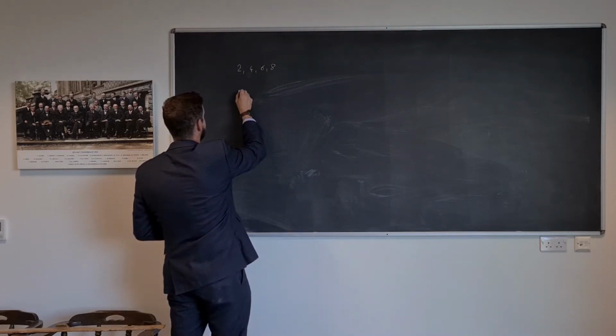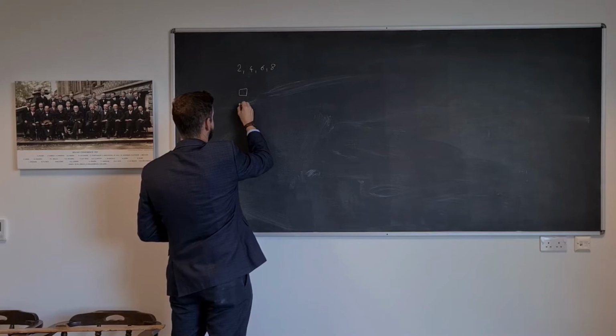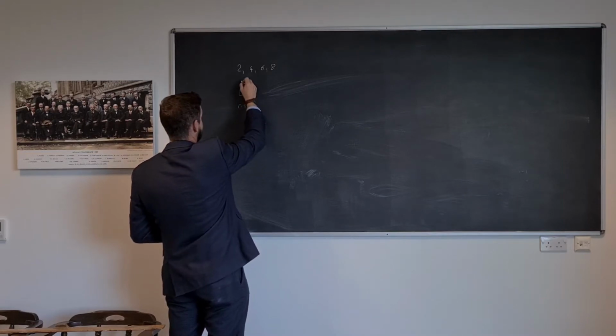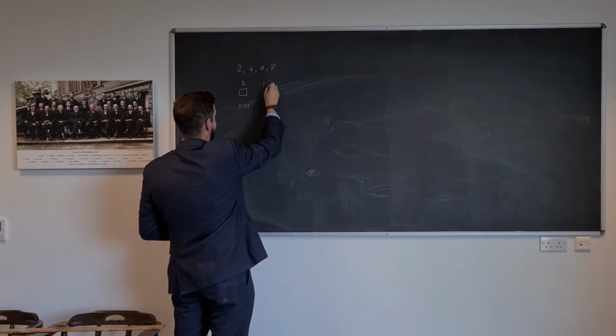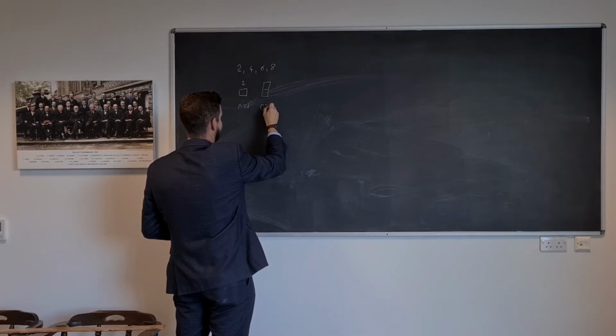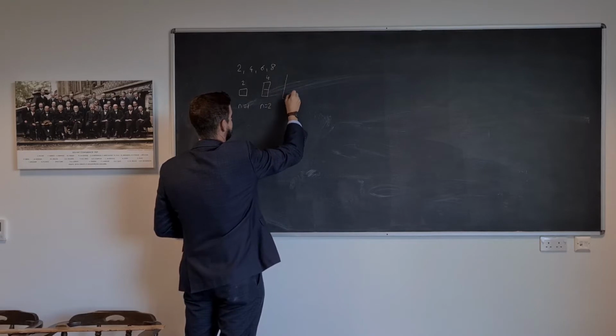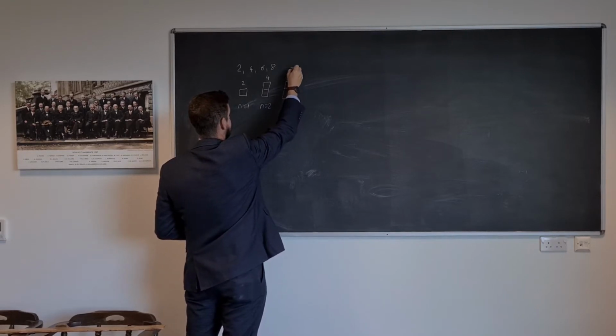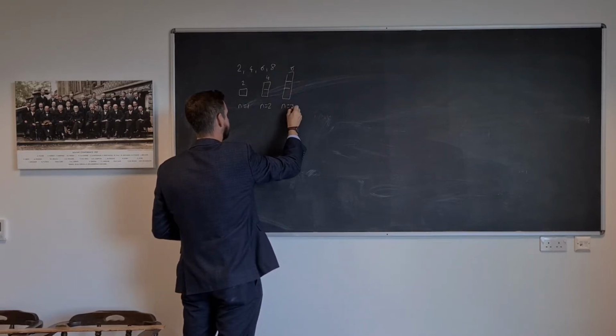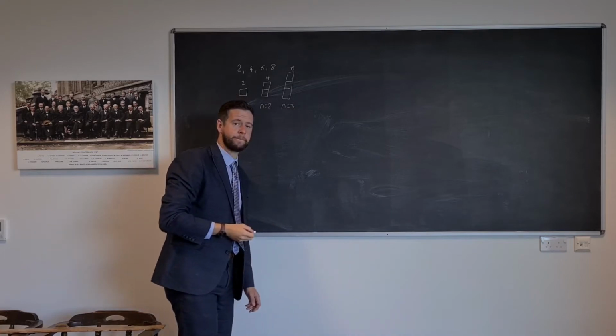So you can see the first value, which we would say is the n equals 1 value, is 2, and then the next value is 4, and then the next is 6, and on and on and on.